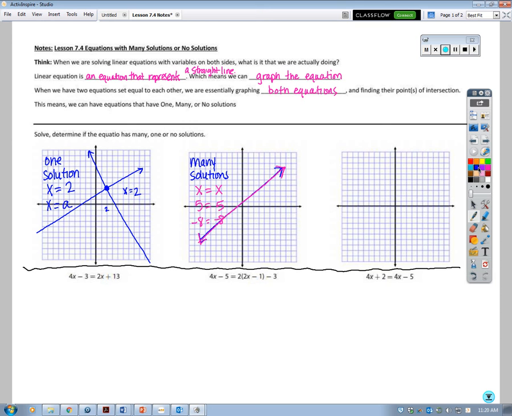And finally, the last thing that you'll get is you can have something with no solution.